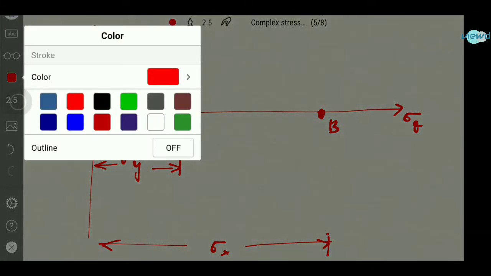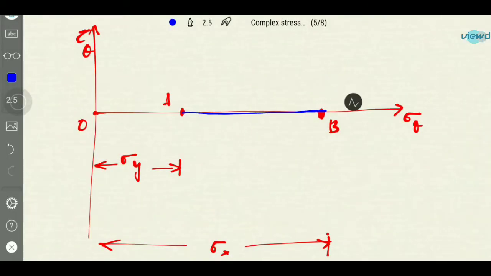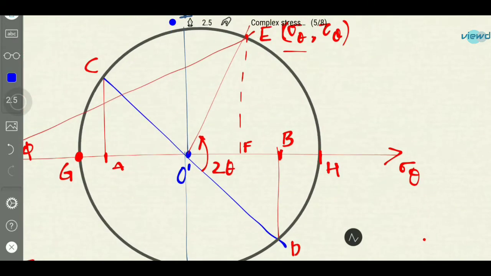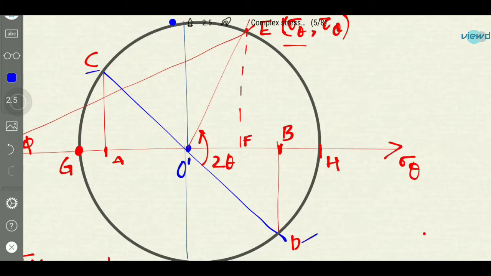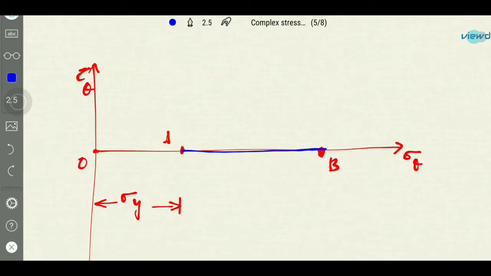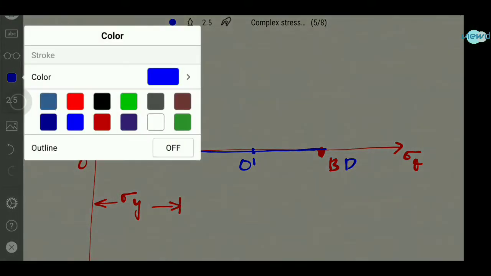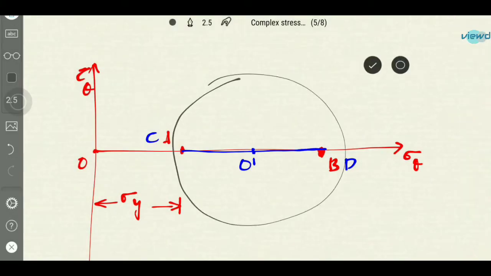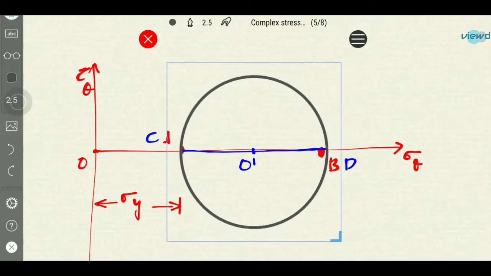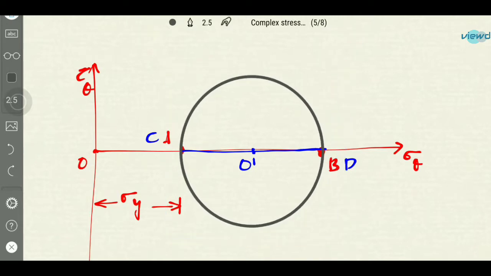And we need to draw a line. So this is the line we have drawn in this. In the earlier diagram, the shear stress is present, so we have drawn from C to D. But in this case, the shear stress is absent. So point C and point D will be coinciding with A and B. So the circle will be formed like this. And this is the point O dash. So this is how the circle is formed.